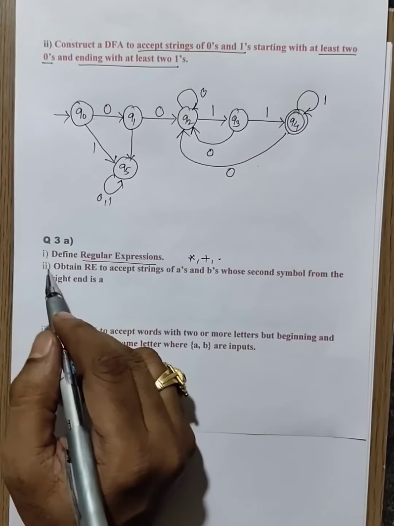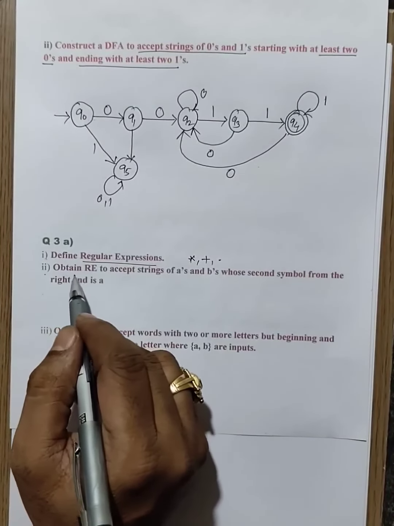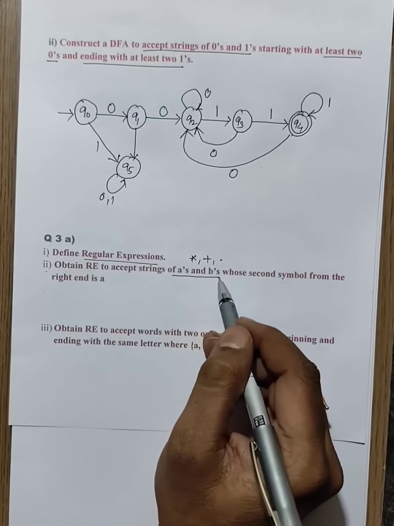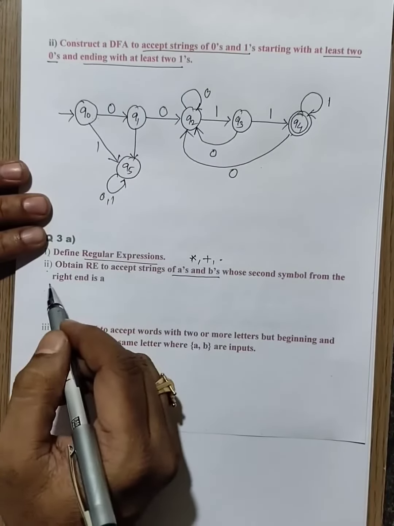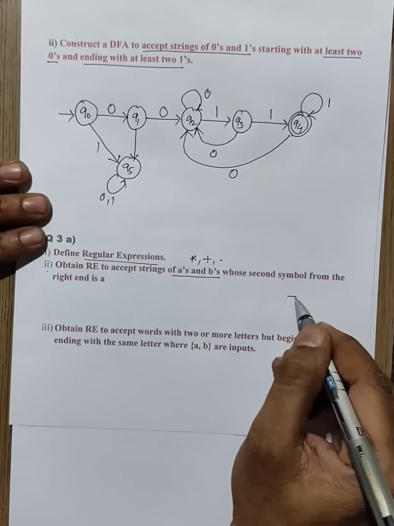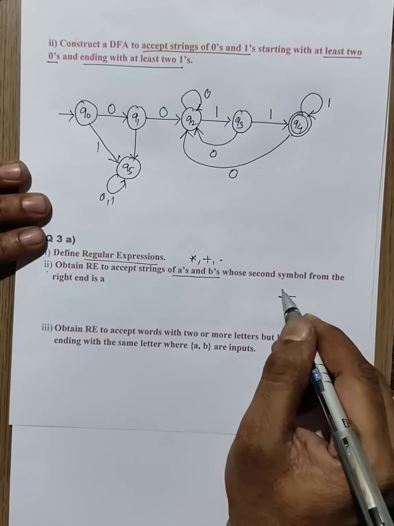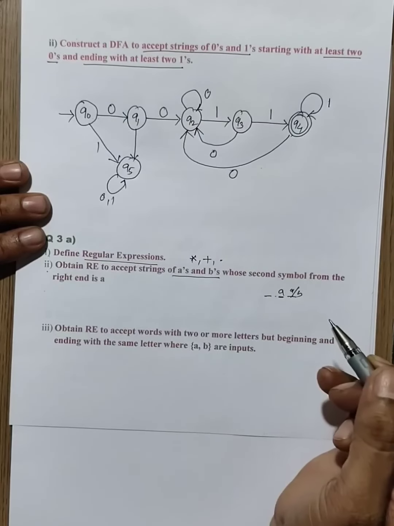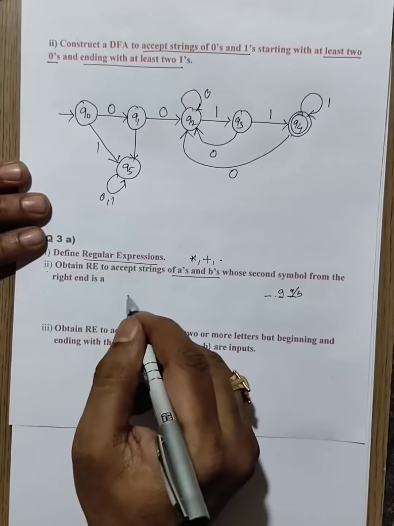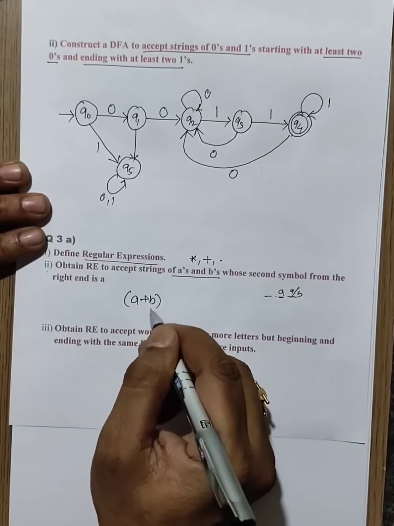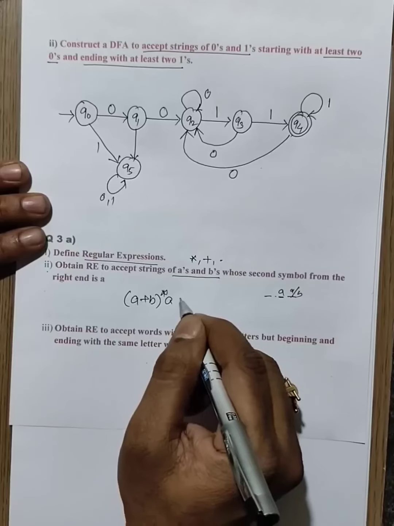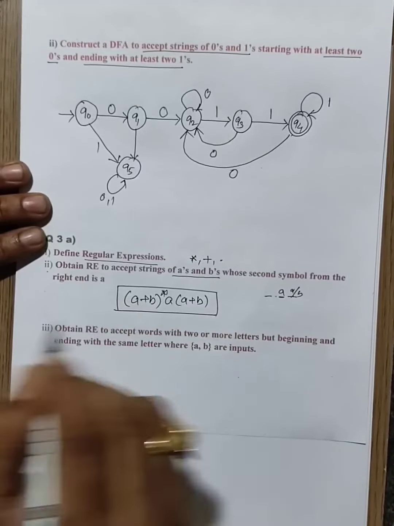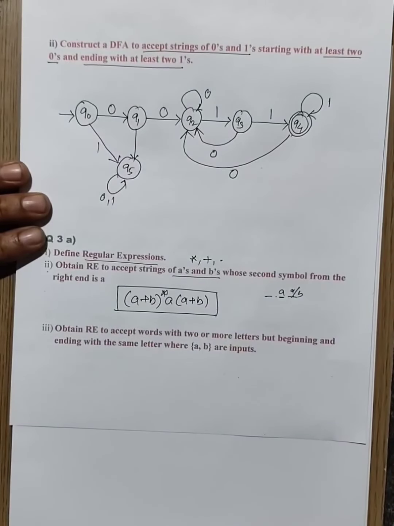Obtain regular expression to accept the string of A's and B's whose second symbol from right hand is A. Second symbol must be A. First symbol is either A or B. After that we can take anything, any combination of A and B. So the regular expression is (A plus B) star, A, (A or B). This is the regular expression.